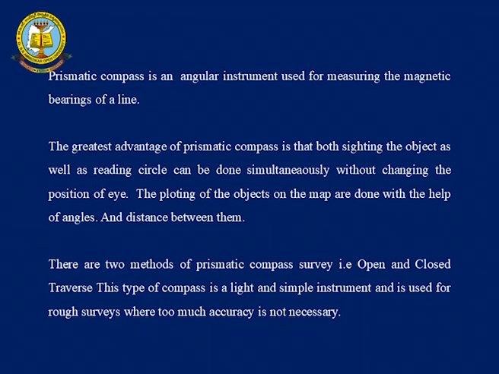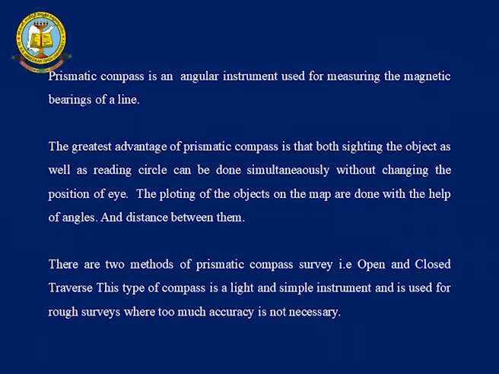Now, the prismatic compass is an angular instrument used for measuring the magnetic bearings of a line. The greatest advantage of the prismatic compass is that both sighting the object as well as reading the circle can be done simultaneously without changing the position of the eye. The plotting of the objects on the map is done with the help of angles and the distance between them. There are two methods of the prismatic compass you have seen: open and closed traverse.